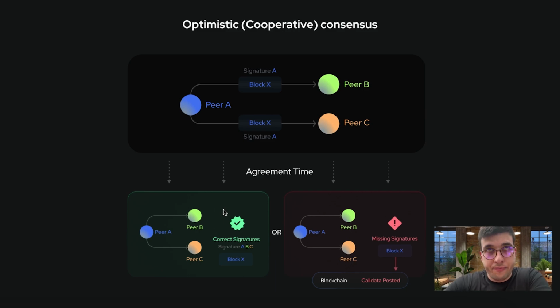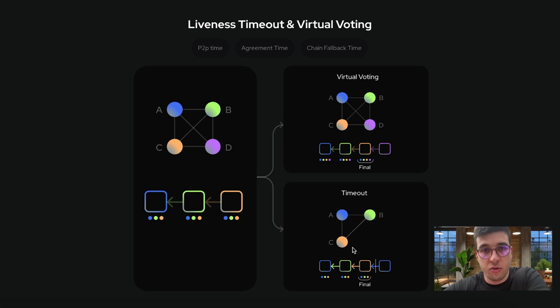If for any reason a single signature is missing, let's say peer B didn't want to cooperate, peer A is forced to post the call data of the block on chain. Keep in mind that posting call data is a lot cheaper than essentially doing the on-chain execution and modifying storage slots. But at the same time, since now peer A has economic costs, it will decide to not cooperate further with peer B. However, the call data is posted, which is important for our next slide when we talk about liveness, timeout, and virtual voting.